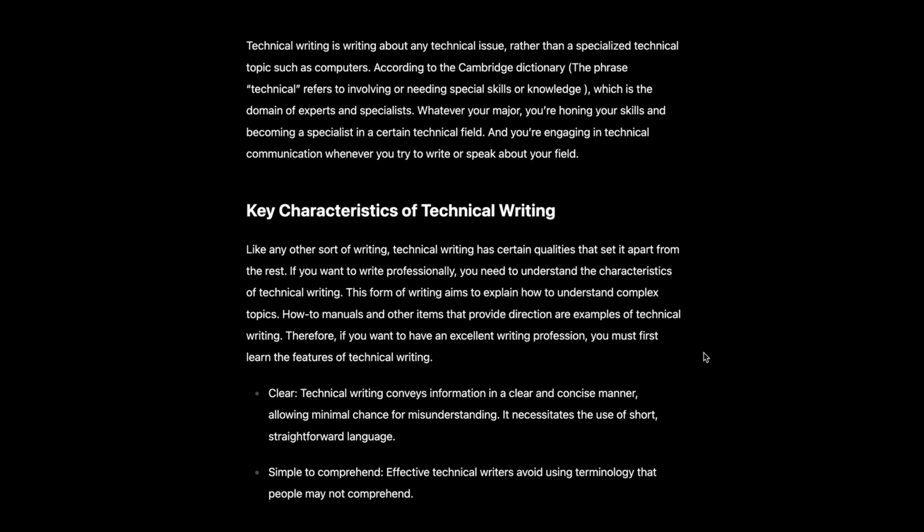You are having to achieve a particular goal. They want you to give people a step by step guide on how to understand how to use a product or how to use a tool. Now, going forward, they say rather than a specialized technical topic such as computers.